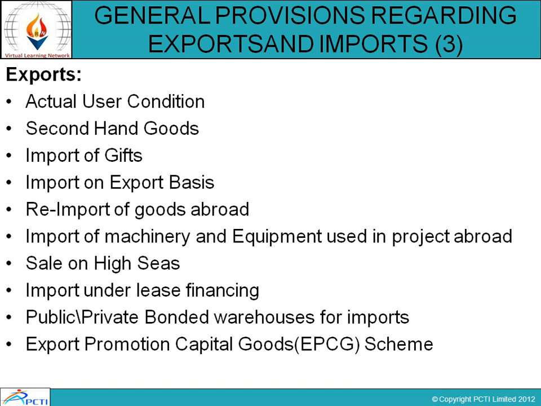Then public and private bonded warehouses for import, that means such warehouses may be set up in the DTA. Imported goods, except prohibited items, arms and ammunition, hazardous waste and chemicals, may be warehoused. Such goods may be cleared for home consumption on payment of the customs duty applicable at the time of clearance of the goods. Another is the export promotion capital goods scheme. This covers new and old capital goods, including pre and post production facilities.